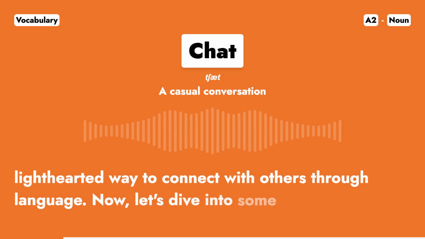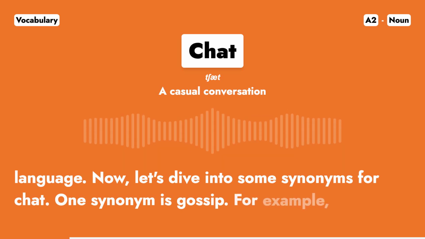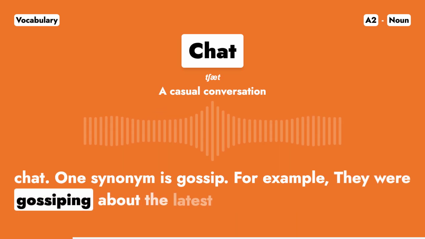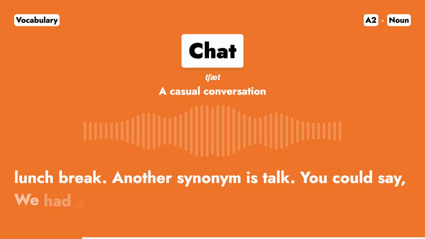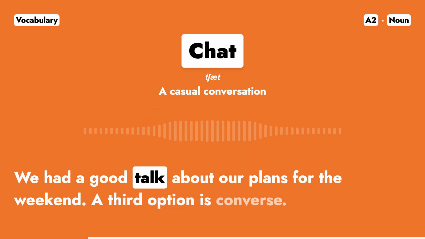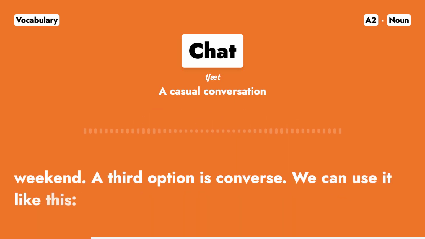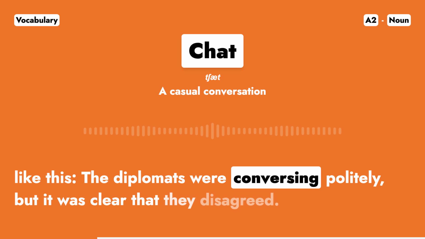Now, let's dive into some synonyms for chat. One synonym is gossip. For example, they were gossiping about the latest office news during their lunch break. Another synonym is talk. You could say, "We had a good talk about our plans for the weekend." A third option is converse. We can use it like this. The diplomats were conversing politely, but it was clear that they disagreed.